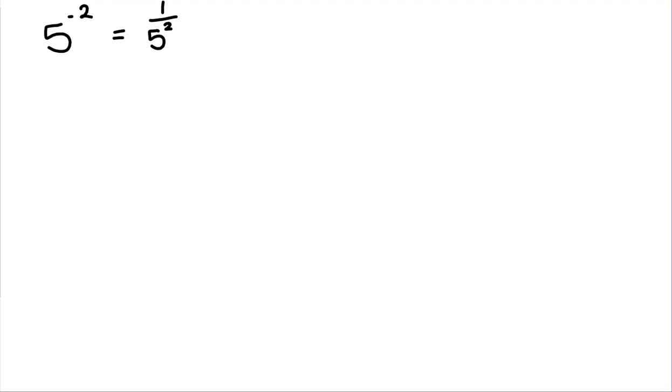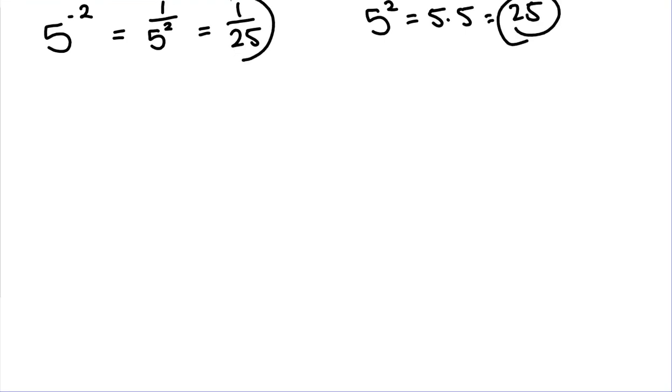Now let's break this down and see what we get. We get 1 over 5 to the power of 2, and we know that 5 to the power of 2 is 25. So first off, let's look at 5 to the positive 2. We know that's the same as saying 5 times 5, which is 25. So notice the difference between our answers. We have a whole 25, and we have a fraction, 1 over 25.